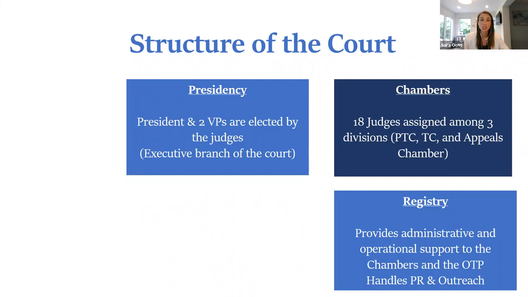And this is the judicial unit of the court. It's composed of 18 different judges, all of whom are broken up into 3 levels. The pretrial chamber, or the PTC, handles issues that arise, you guessed it, prior to trial. The trial chamber handles trials and sentencing, and the appeals chamber handles appeals both from the pretrial chamber and the trial chamber. Judges serve a 9-year term, and the chambers are currently in flux.